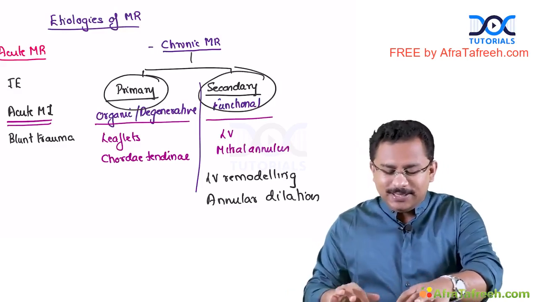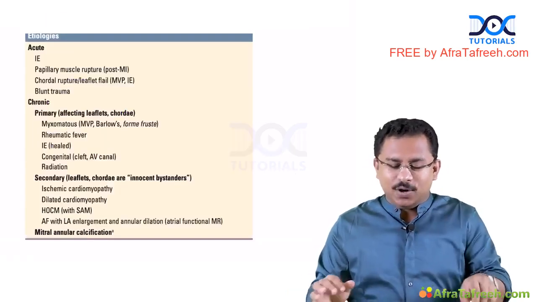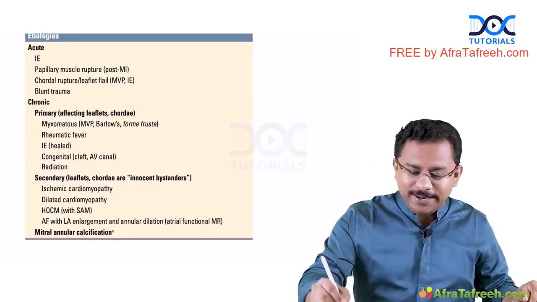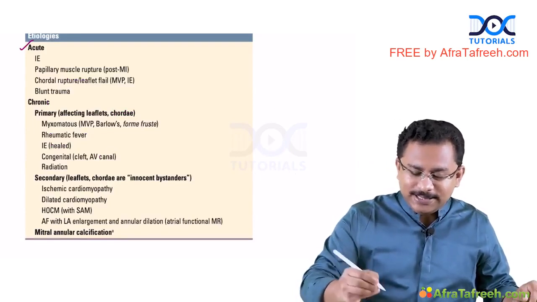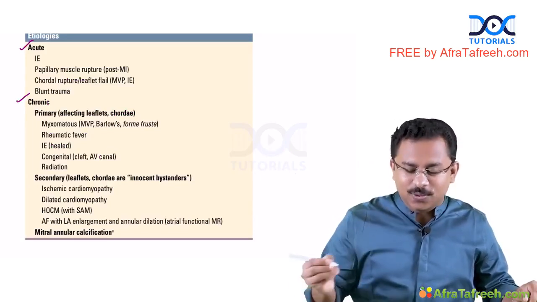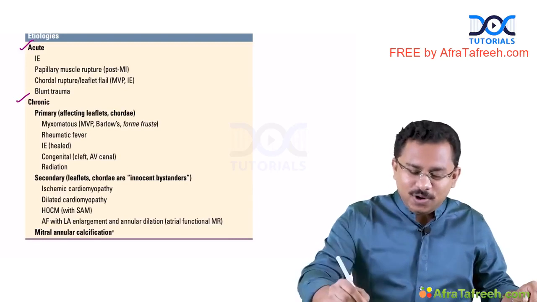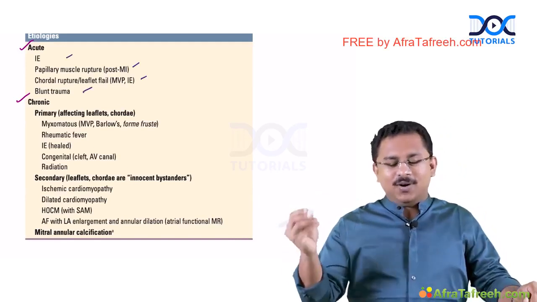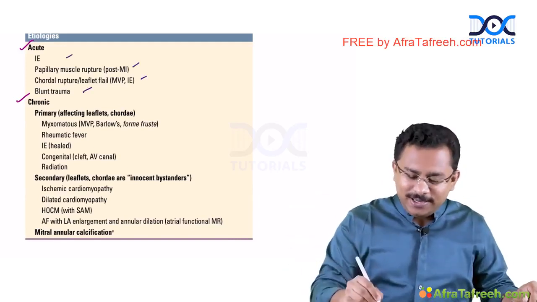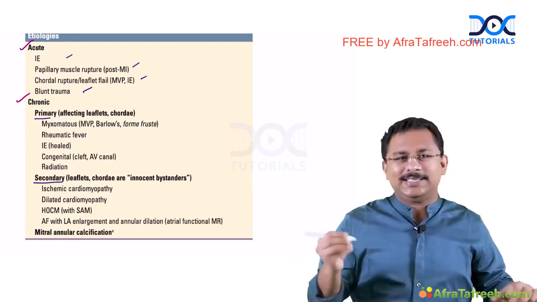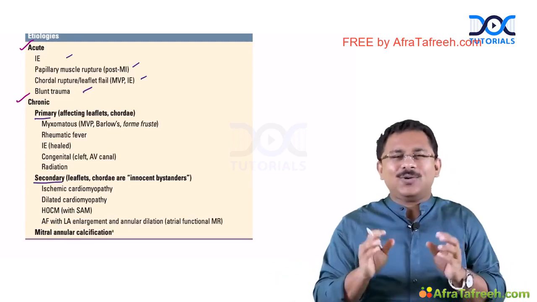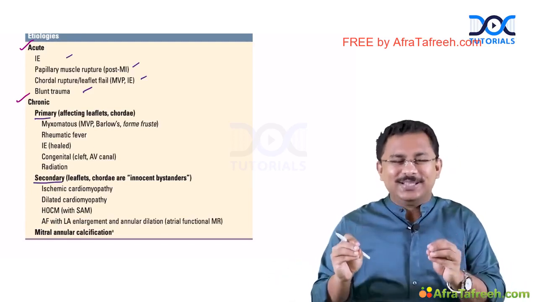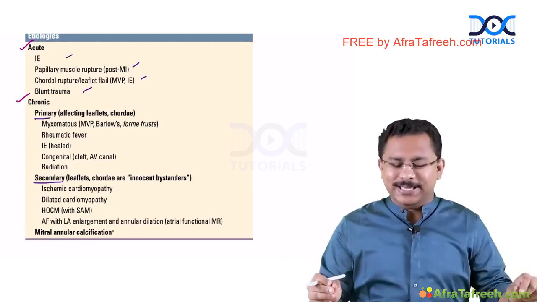Now let's have a look at this table from Harrison on the major causes of mitral regurgitation. You can see they have subdivided into acute and chronic. The acute causes we have already seen: infective endocarditis, papillary muscle rupture, chordae rupture, blunt trauma. And chronic, again, you have primary as well as secondary. So let's have a quick look at the varied etiologies of chronic MR, just the basics.